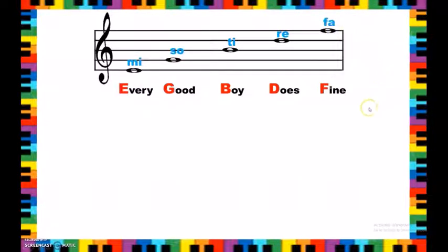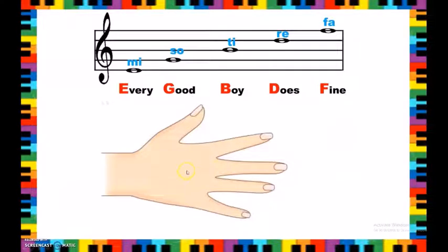Now, in our body, we have our hands, which we can use as our staff. The first line is every, first finger. Second finger or second line is good. Third line or third finger is boy. And the fourth finger or fourth line is does. And the fifth finger or fifth line is fine. So we have first line E, G, B, D, F.